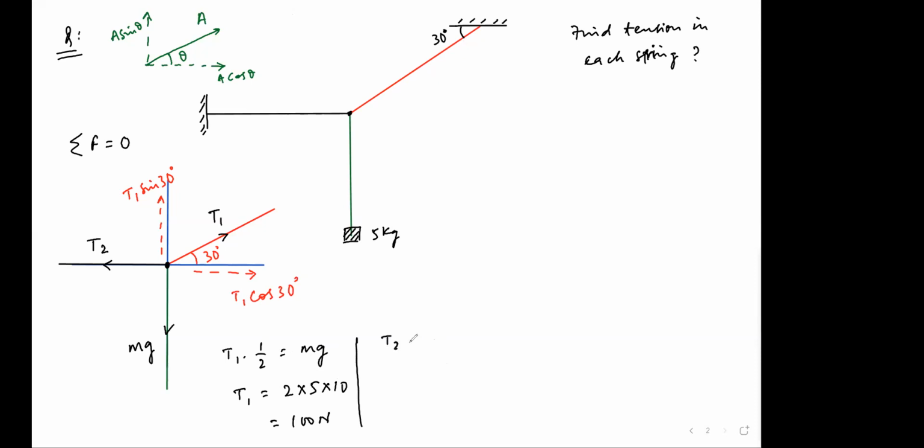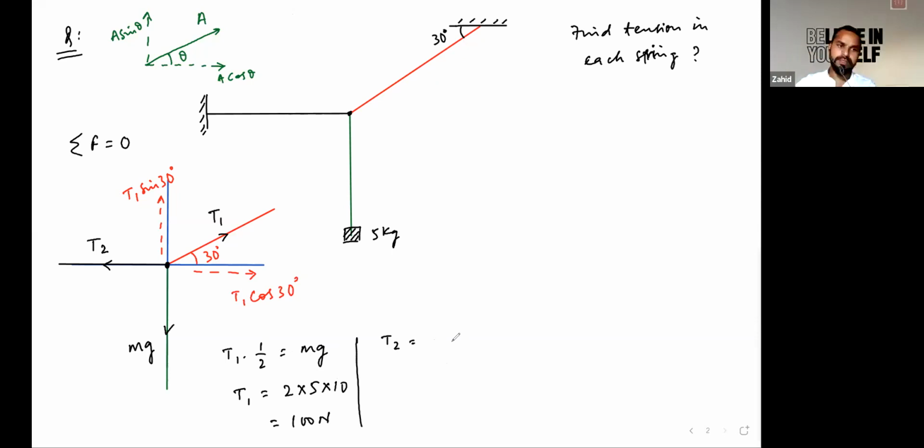Similarly, if you compare the horizontal components, T2 along the left-hand side and T1 cos 30, which is equal to root 3/2, along the right-hand side. The value of T1 is 100, so it will be 100 root 3 divided by 2. So you will get 50 root 3 Newton. This is one way to solve for T1 and T2 using the component method. Is it clear till this part?